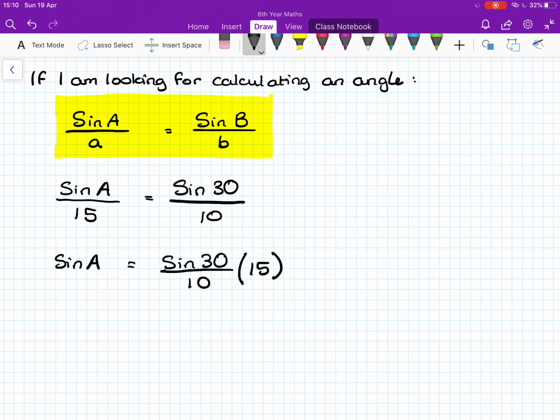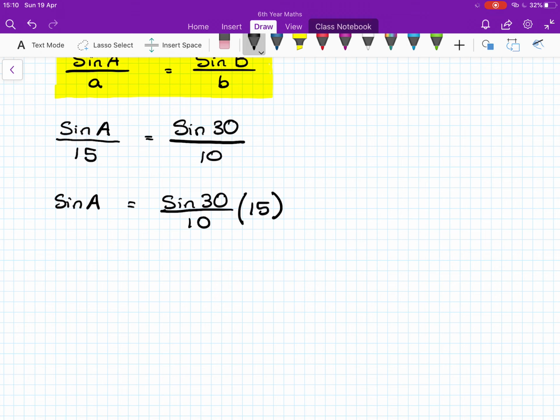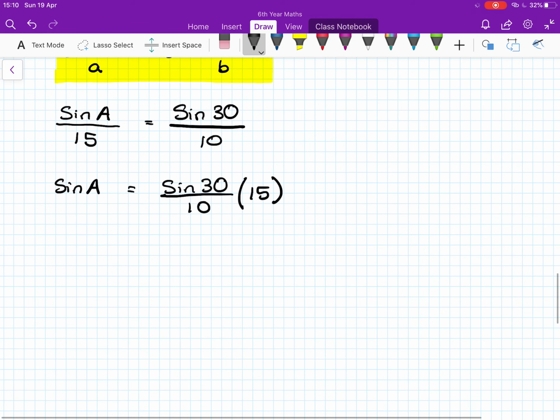Now, for this bit, we can simplify this right-hand side if we want to at this point. I would generally try and wait, but in this case, it works out as quite a nice number. It works out as 3/4. So we're okay to do that. Sine of A is equal to 3/4 or 0.75, whichever you want to use.